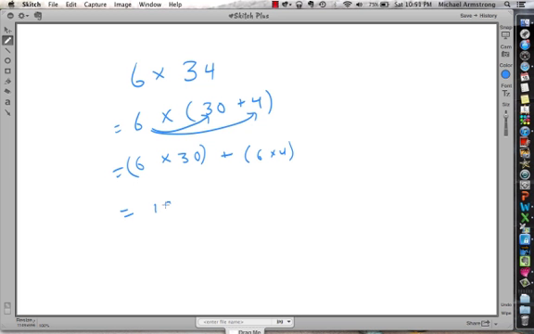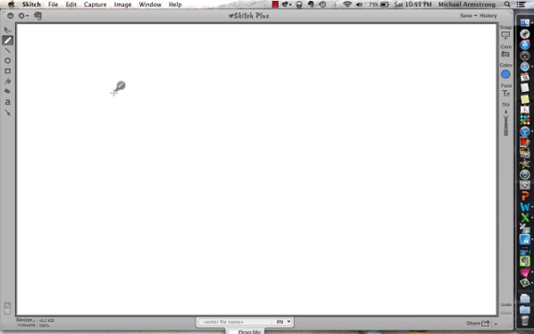6 times 30 is 180 plus 24 equals 204. Kind of neat. Now backwards would be 204 divided by 6. 204 divided by 6 equals something. So 6 times something equals 204. Well, how do I make 204? This is going to be a little harder.